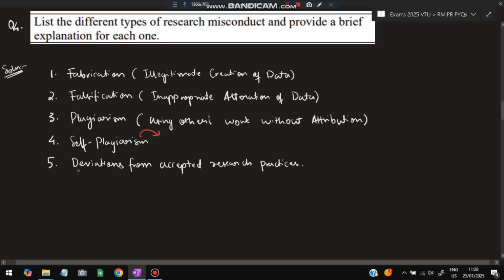And the last one is deviations from the accepted research practices. So there are some research practices and some people deviate from them. For example, submitting the same manuscript to two different journals to increase the acceptance rate. Another one could be failing to disclose the errors.